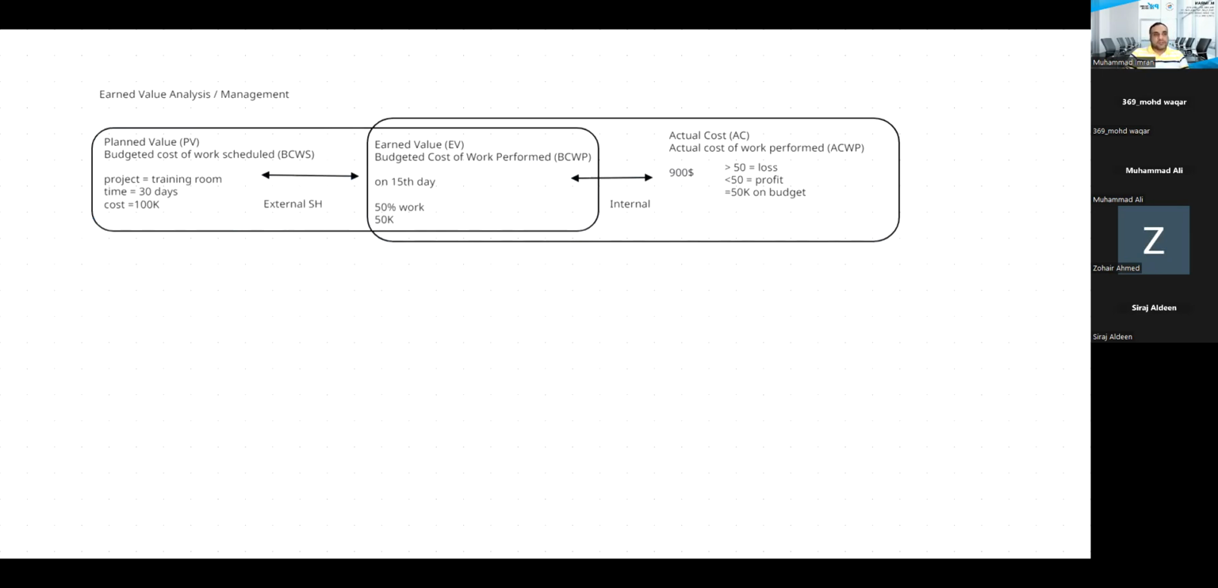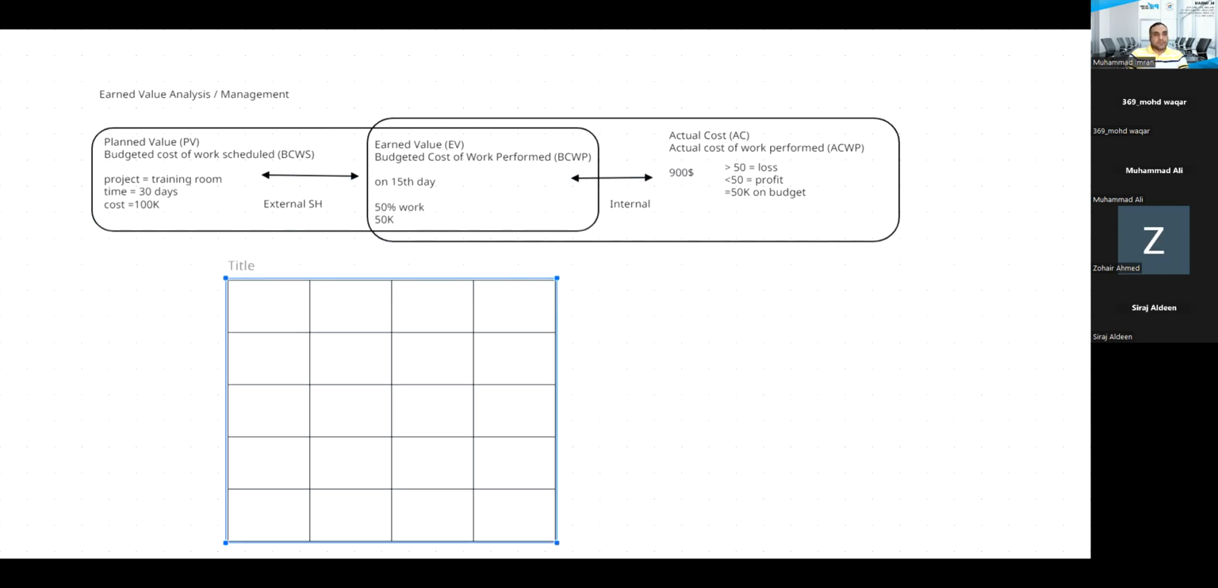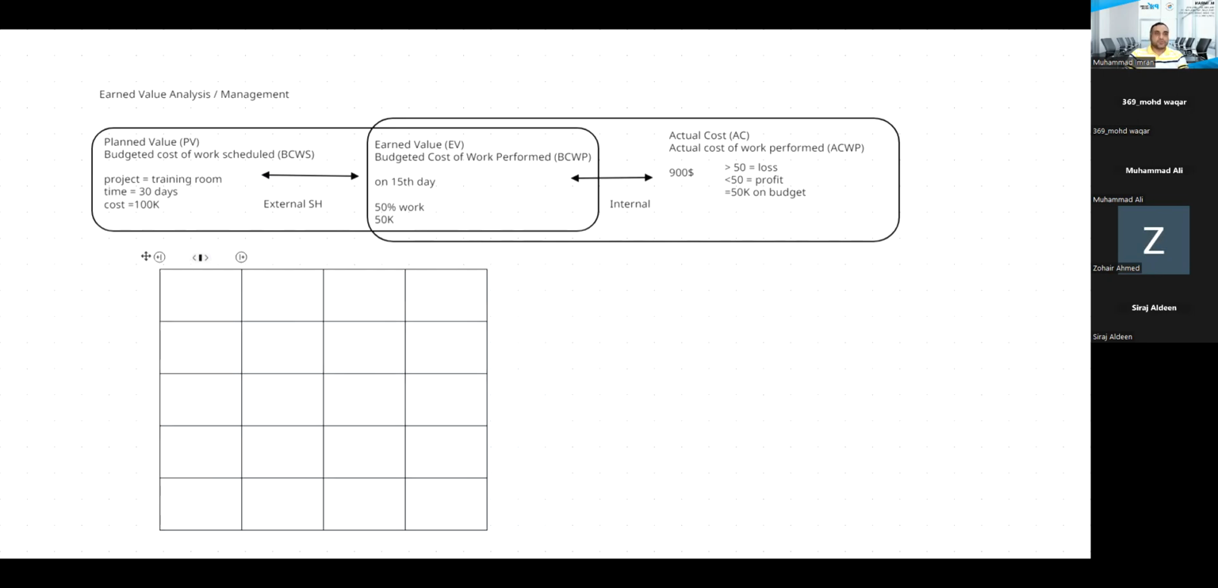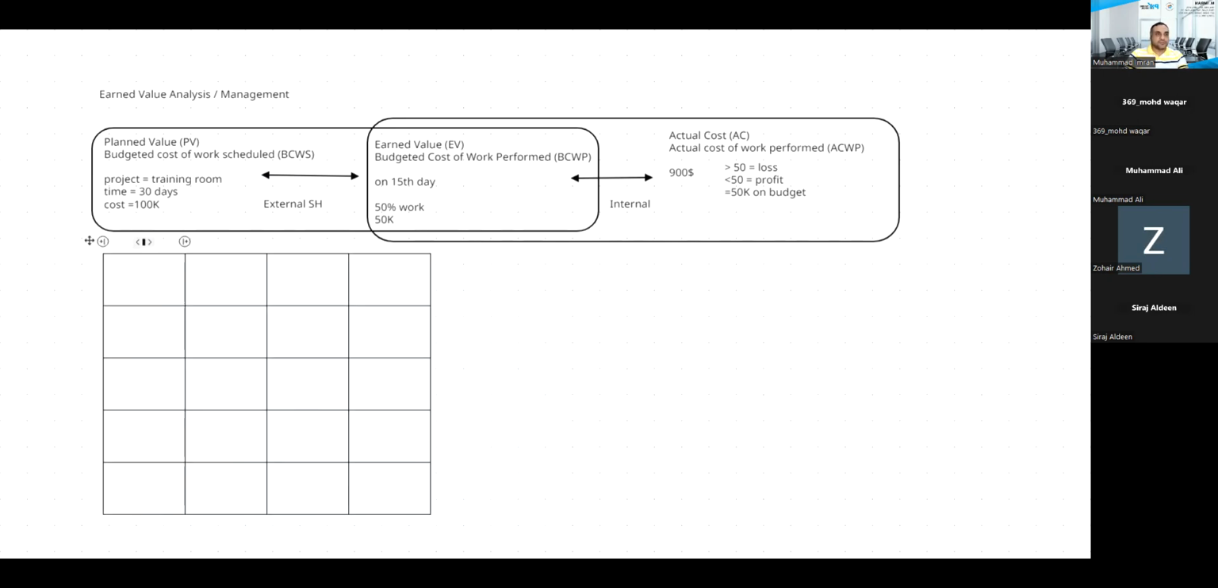Now to perform the earned value analysis, we have four formulas. I'll try to make it easy for you. So please listen to what I am doing. Let me put the table here, I guess. 2 by 2, 3 by 3, and 4. So to perform the earned value analysis, we have four formulas. Don't worry about the four. I will try to make it easy for you.